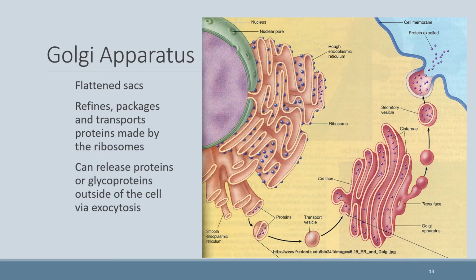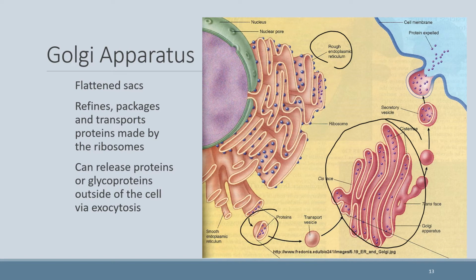Okay, moving forward to the Golgi apparatus. The Golgi apparatus is kind of similar in appearance to the endoplasmic reticulum. So here's your endoplasmic reticulum over here, Golgi apparatus over here. Again, a group of flattened sacs. Its job is to refine, package, and transport the proteins that are made from the ribosomes. So if you see over here, we've got our ribosomes that are producing proteins. We put them in a transport vesicle. They move over to the Golgi apparatus where they can be packaged up, and then we're going to send them out into the world.